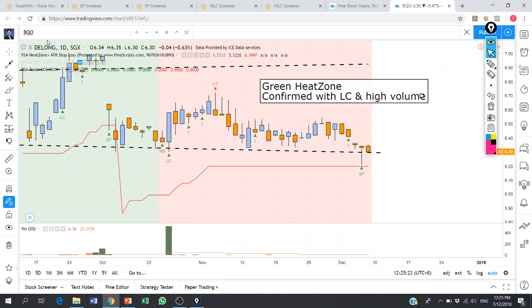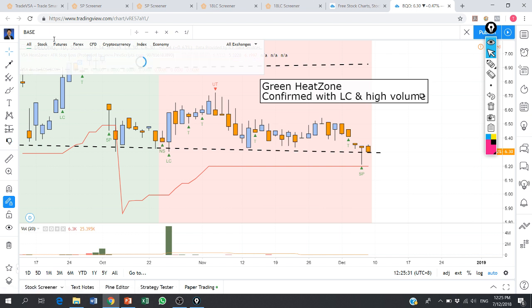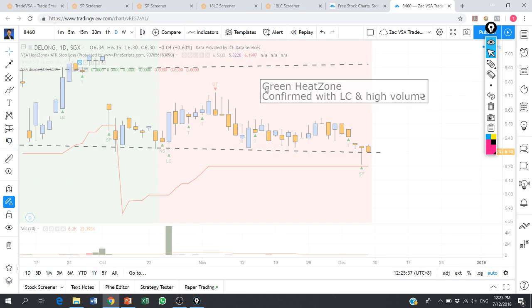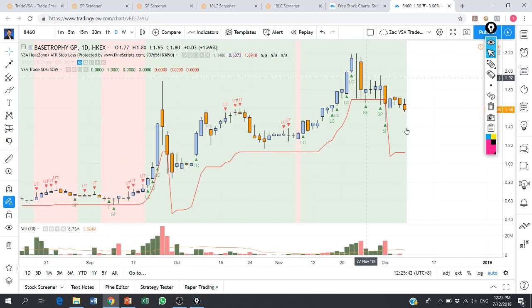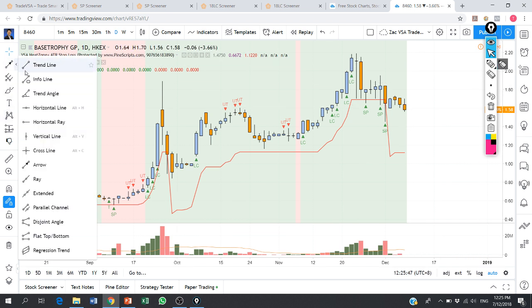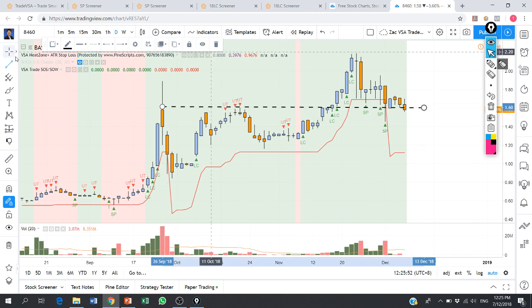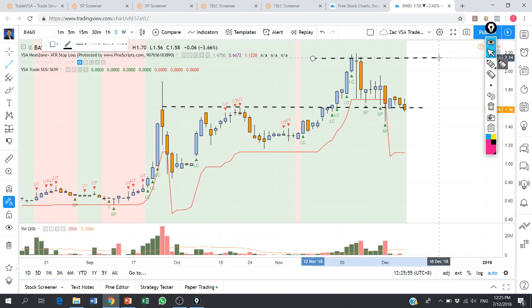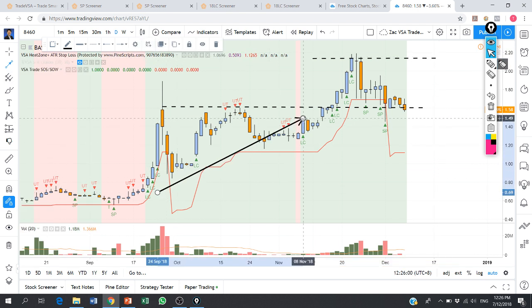For the next stock that I have, it is from Hong Kong, Basetrophy. Again we have 3 springs over here, 3 shakeouts, but it seems like this shakeout has failed. But I will still monitor it, because I don't see any weakness at the moment. So now this is the reaccumulation, and then we have a very strong background also. This is stage 2.